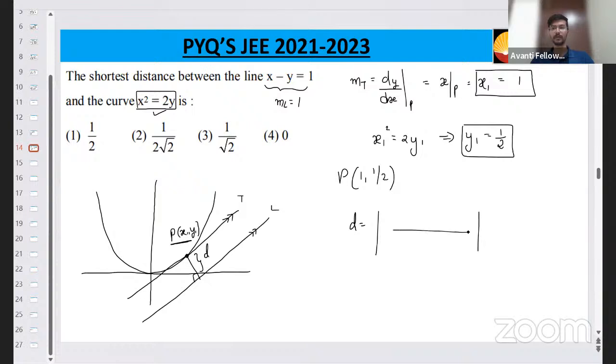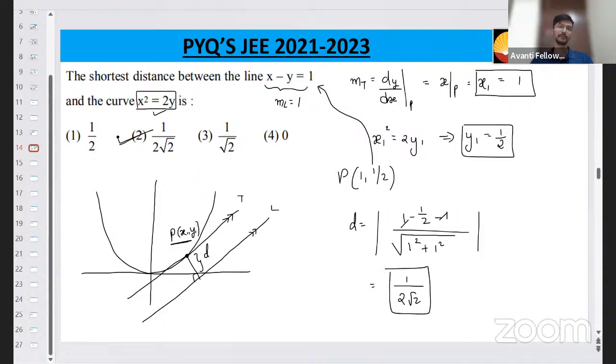So from this point P, which is 1 comma half, we have to use the perpendicular distance formula. I hope you know how to use the perpendicular distance formula. Substitute this point in the line. So we'll get 1 minus half minus 1 upon under root of the coefficients' squares added, so that will be 1 square plus 1 square, the x and y coefficients. So what do I get, guys? I get 1 minus 1 cancelled. So 1 upon 2 root 2 is my answer, which is option B, second. Let's look at the next.